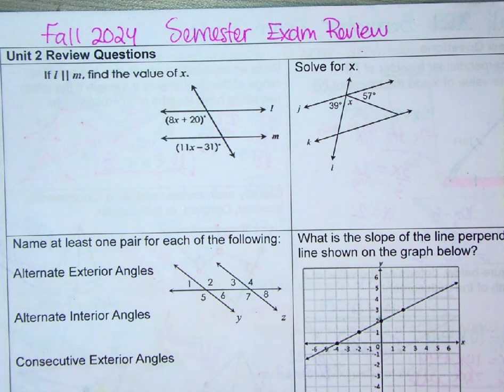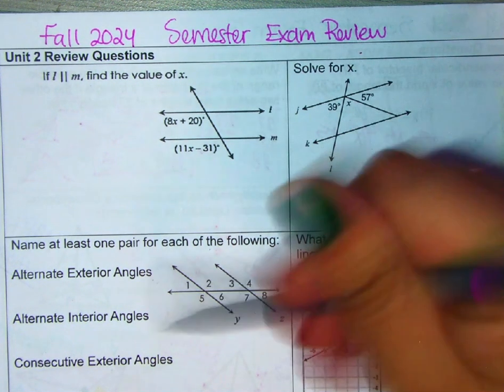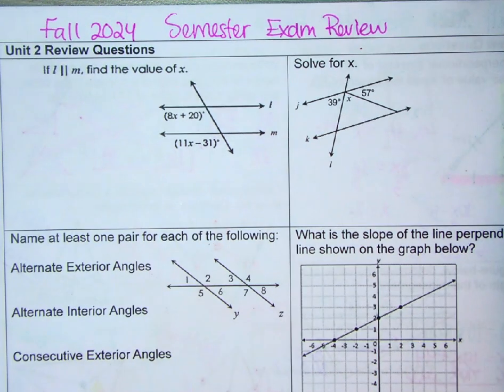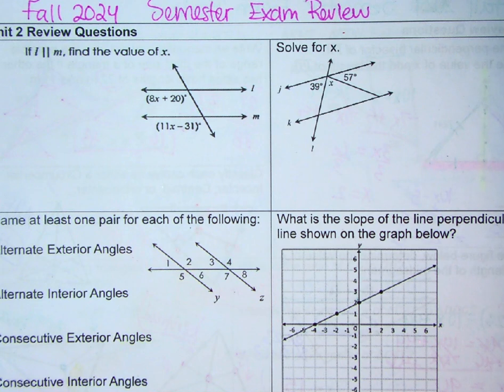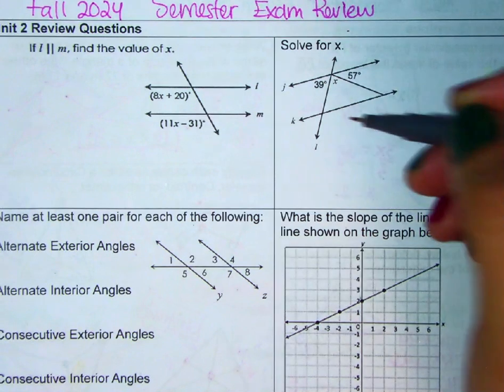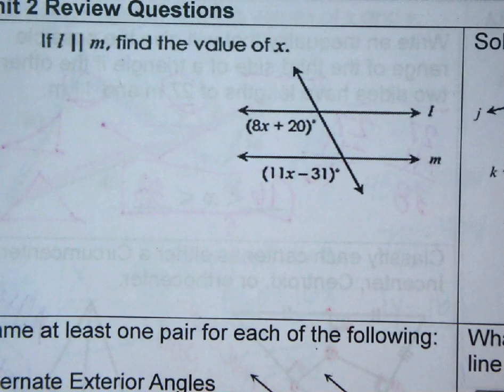All right, students, in this last video of the review, I'm going to go over questions from Unit 2 and Unit 1. On Unit 2, we talked about the relationship of angles whenever we have parallel lines, and also perpendicular and parallel lines. So let's go over that. This first example has, if line L is parallel to line M, find the value of x.